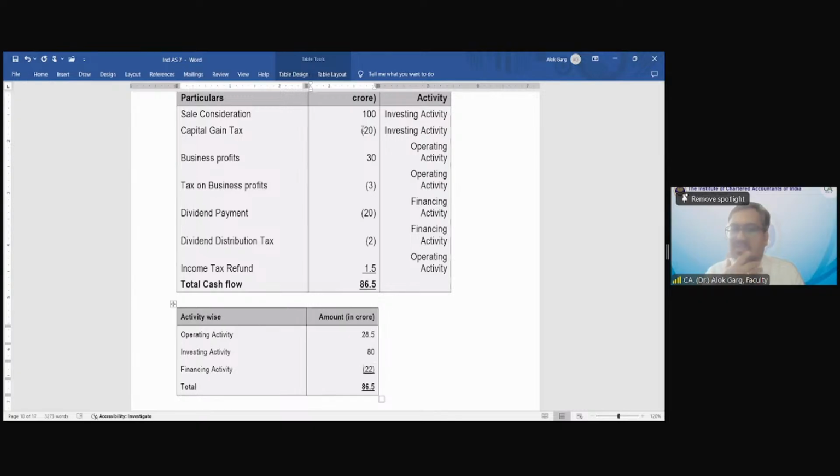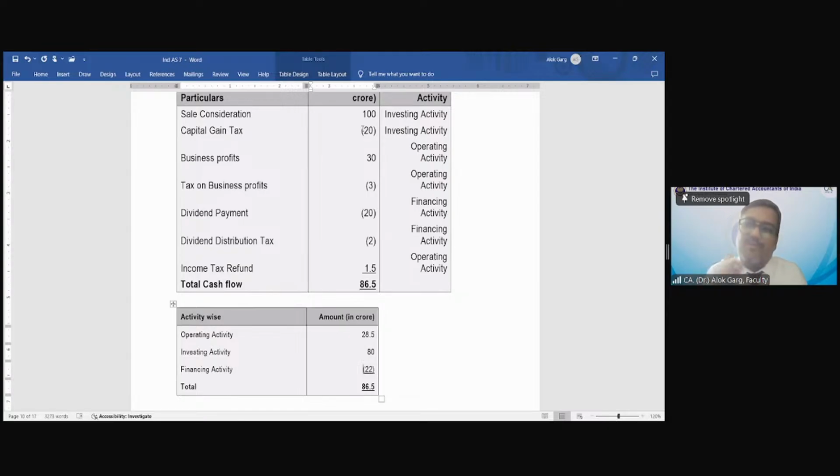Basically, what happened? In the first case, from the sale consideration, you have received 100. So 100 is your inflow. You have paid 20 as capital gain tax. So what is your net cash flow from investing activity? It is 80. Is 80 clear to everyone, the net cash flow from investing activity? Clear, sir.